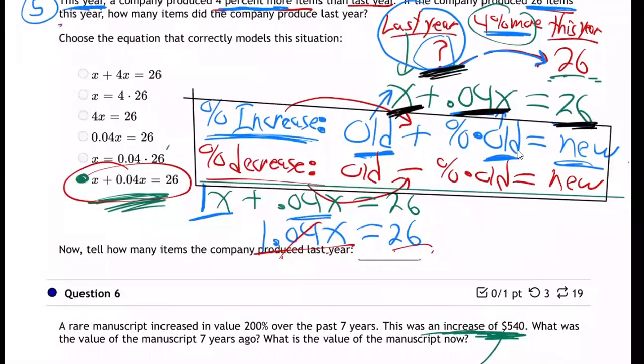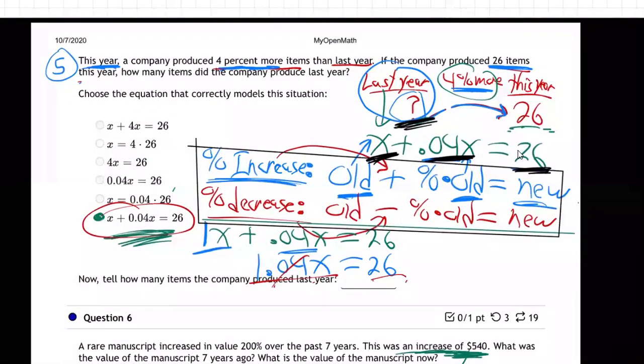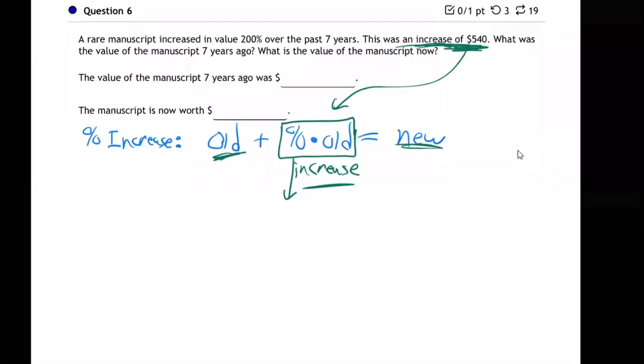It isn't like number 6 or the previous one, number 5, which said 26 items this year. That's the final. No, they're not telling me the final or the old. They're saying the increase on this one. So that means we'll say, okay, the percentage times the old equals the increased price of 540, doesn't it? So forget about the old and the new for now. They're just telling me about the increase. And they give me the percentage, 200%.